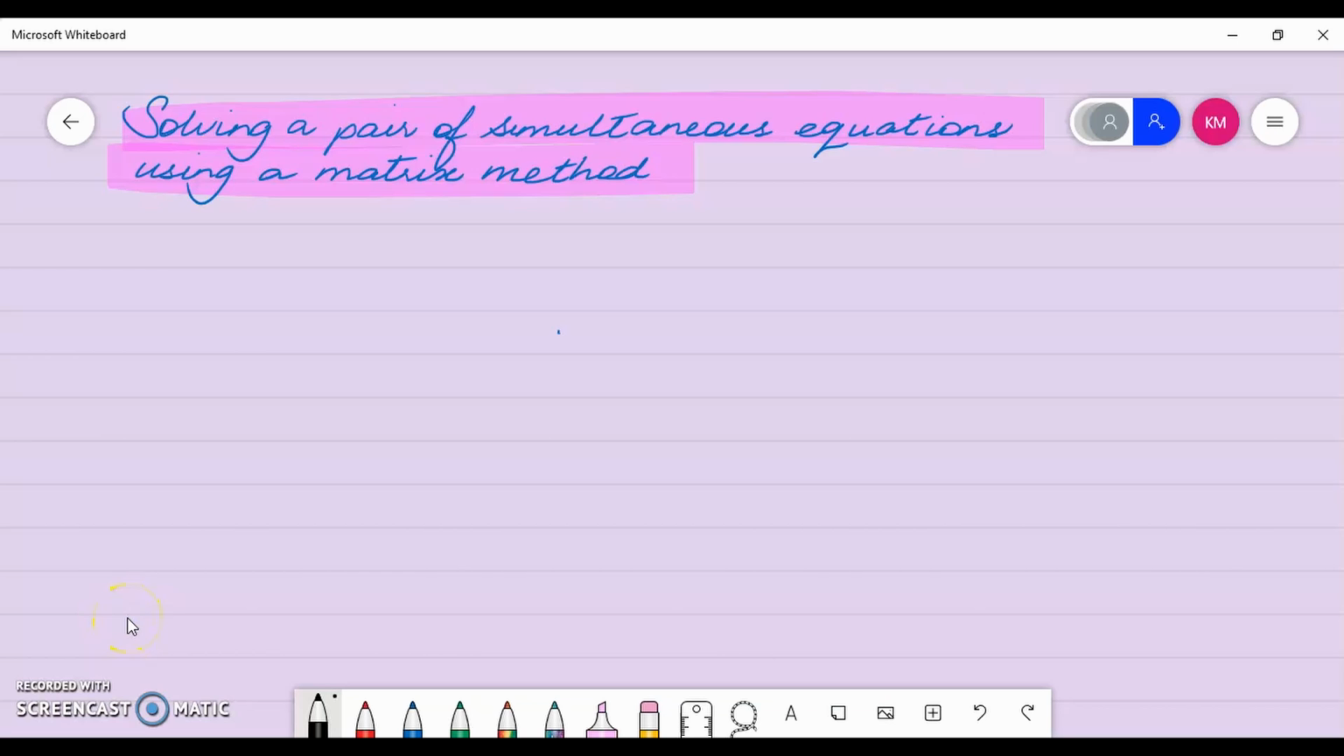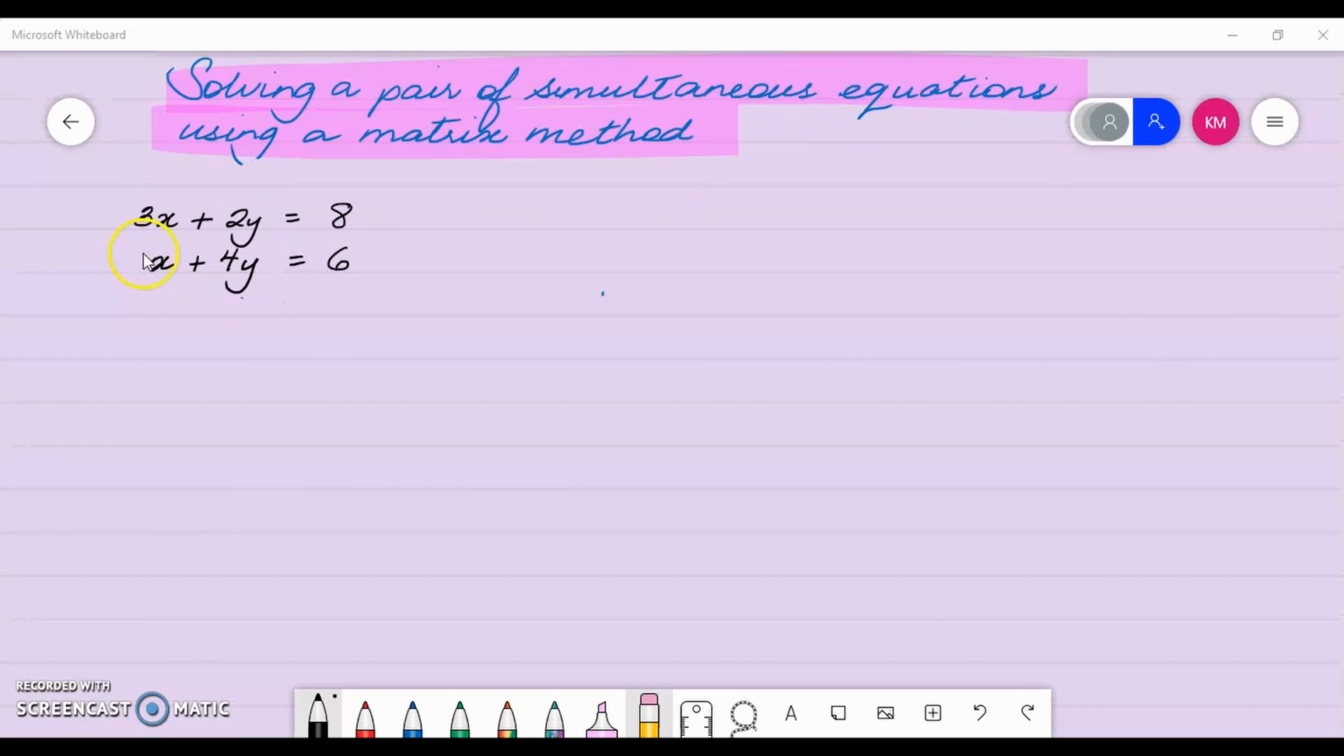In this session, we will be looking at how to solve a pair of simultaneous equations using a matrix method. Consider the pair of simultaneous equations. Our first step in using a matrix method to solve this pair of simultaneous equations is to extract the coefficients of your variables. Our variables here are x and y, so our coefficients will be +3, +2, +1, and 4.